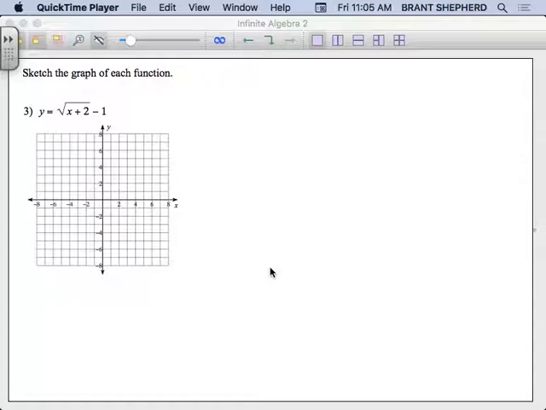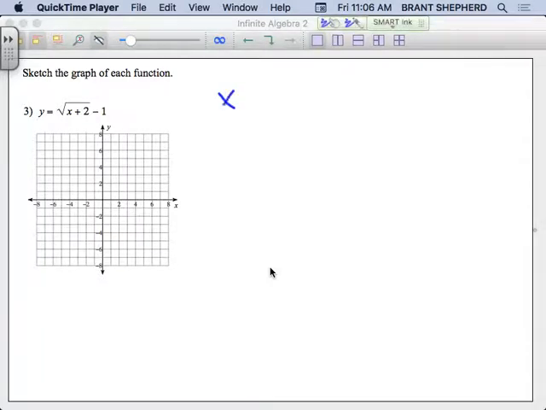We are going to graph this radical right now. So I have y equals the square root of x plus 2 minus 1. Now, if I'm looking at this, I can see that this graph has been shifted to the left 2 and down 1, and I'm going to use that as my starting point.